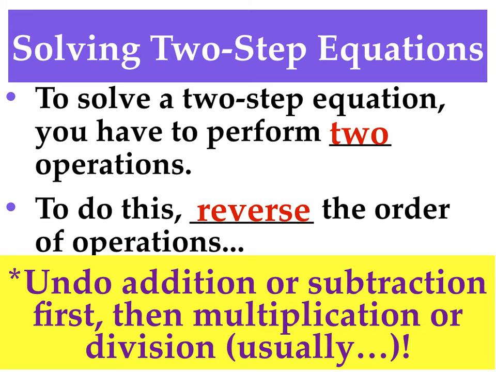Generally speaking, that means that we're going to undo addition or subtraction first, and then we're going to undo multiplication and division. And I put in there "usually" because there is one type of equation where you're going to actually get rid of the division first, and then you're going to get rid of the multiplication or the addition or subtraction. And there's an example of that in the next couple of examples.